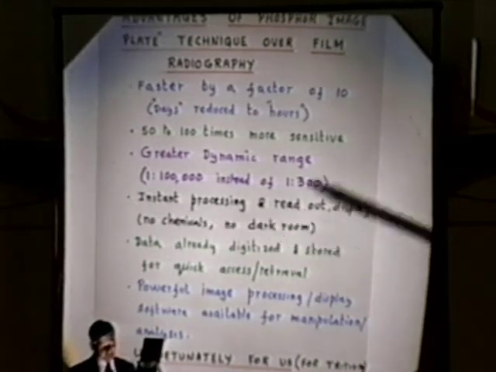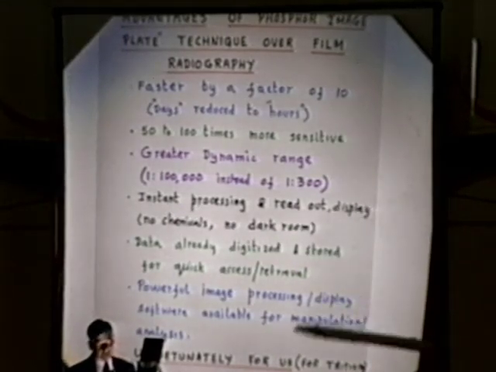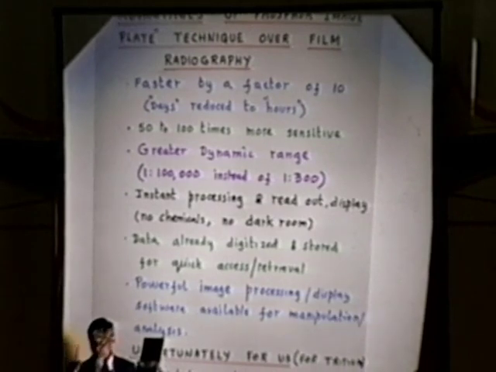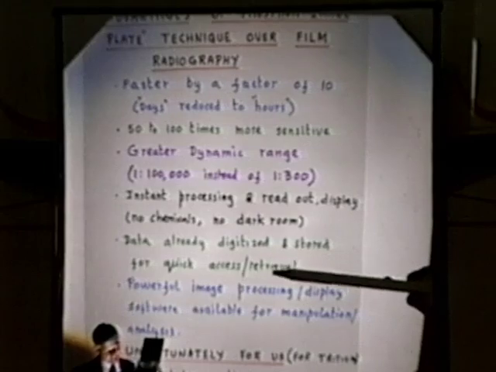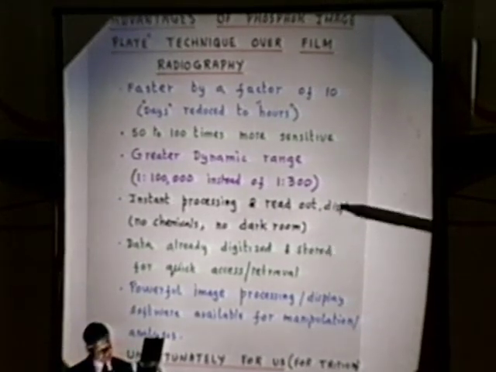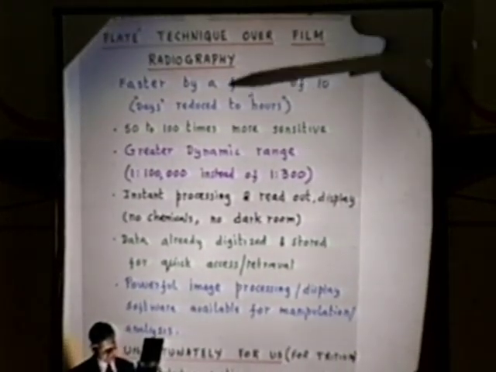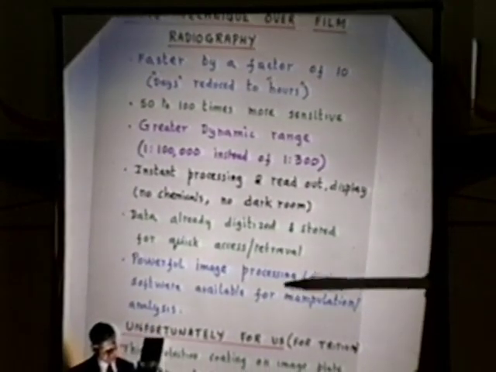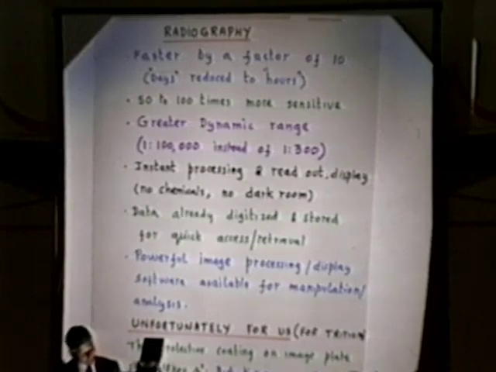Of course, there is instant processing and readout and display, no chemicals, no darkroom. The sample can be irradiated, and within 3 minutes, we can read it out. Data is directly available in digitized form and stored for quick access, retrieval, etc. And as I said before, very powerful image processing and display techniques are available for manipulating it.